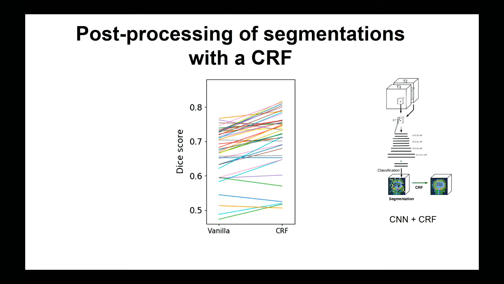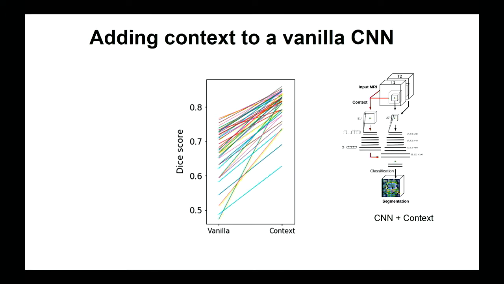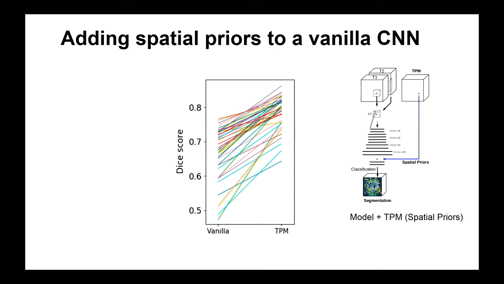First, for post-processing the segmentations, adding the conditional random fields refines the segmentations, accounts for continuity in the image, and already shows a significant increase in the quality of all the segmentations. Then the next thing, adding just the context pathway to the vanilla network, also improves significantly on the performance on all the segmentations. And finally, adding the third model, which is adding tissue probability values for each voxel, also significantly improves the quality of all the segmentations.